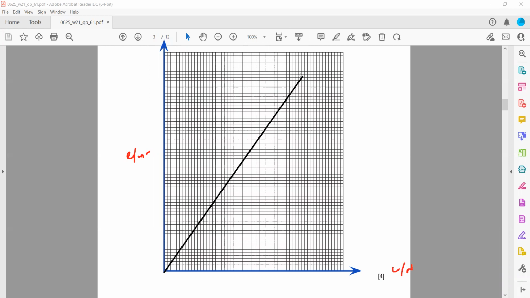Try to utilize 70% of the graph paper. On the x-axis, as I mentioned, we have to take load. On the y-axis, we have to take extension. So load is on the x-axis and extension is on the y-axis. And we have plotted a graph which was a best fit straight line. Maximum points were on the line. When you plot a graph, use thin lines.